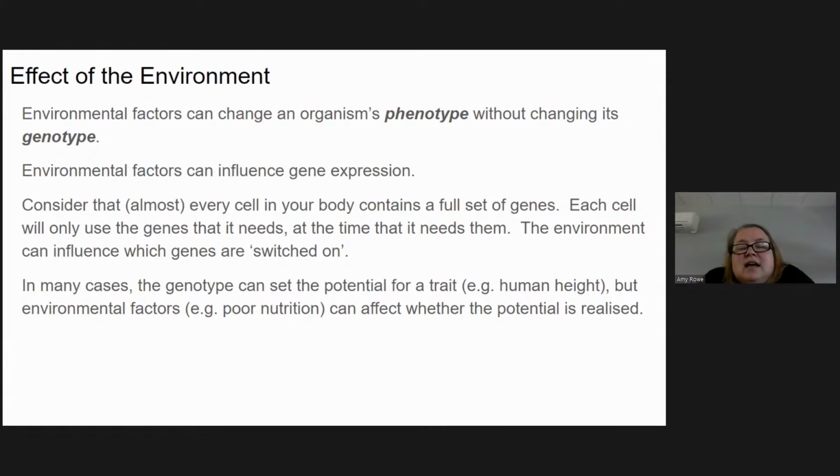Almost every cell in your body contains a full set of DNA of your genes. They can contain all of the genes that your body will require. However, every cell will only use the genes that it needs at the time that it needs them. So if you think about something like a digestive enzyme like pepsin, every cell in your body contains the gene for pepsin, which is a digestive enzyme that's used in your stomach and your intestine. However, not every cell in your body will use the gene for pepsin. The cells in your eyeball have no use for pepsin, so they will not turn on the gene for pepsin.